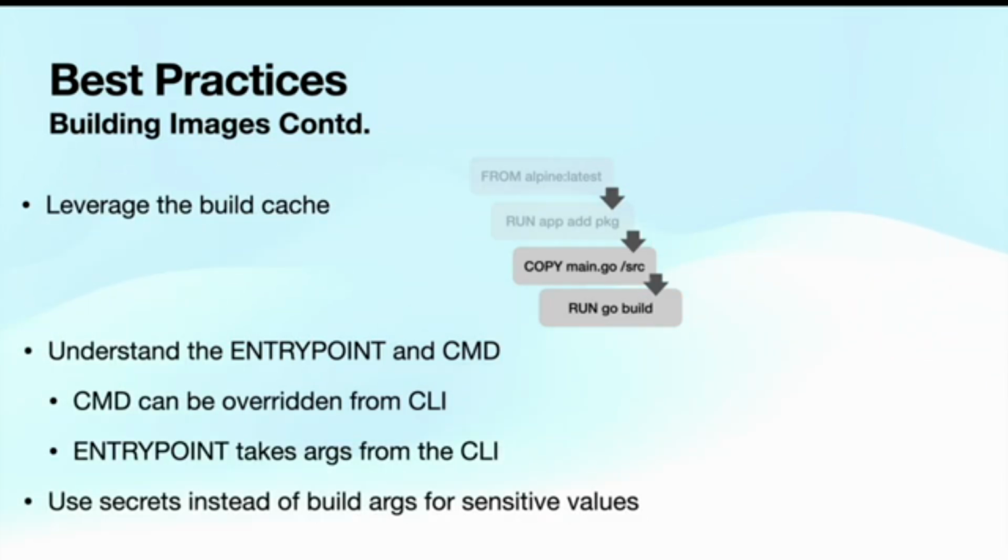Also, use secrets instead of build args for sensitive values. It's not recommended to pass secrets to the container with build args, because those are embedded. And if you add sensitive information as a file and later remove it, it doesn't matter, it will be burned into the image. So don't do that. Use secrets, which use a special mount and don't leave behind any trace of your secret, also for the runtime. That's pretty much it.